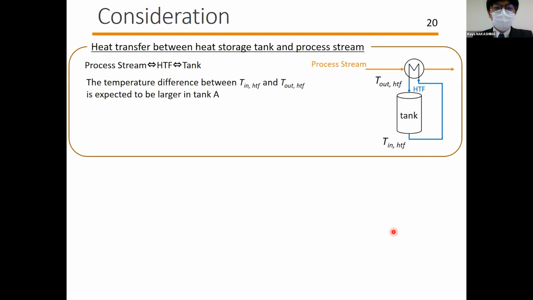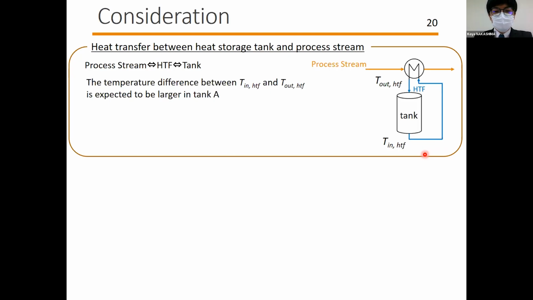Given the above data, I will now consider why tank A has a higher cost of utility than tank B in Schedule 2. First, let me explain the heat transfer between the heat storage tank and process stream. As shown in the figure upper right, PCM in the heat storage tank and process stream transfer heat by a heat transfer fluid. Therefore, in general, as PCM amount in the tank increases, the amount of energy exchanged between the heat transfer fluid and the PCM increases.